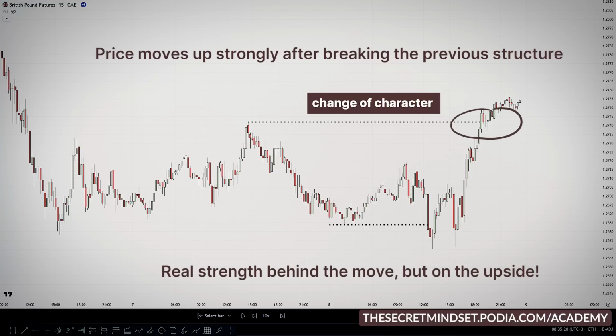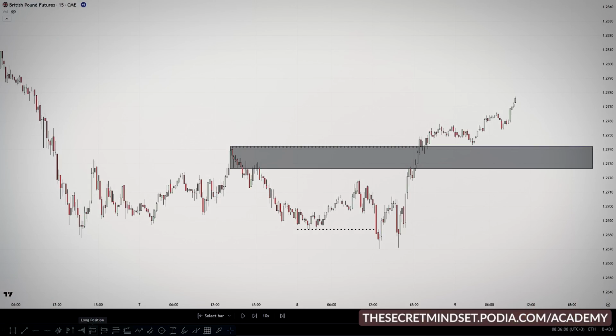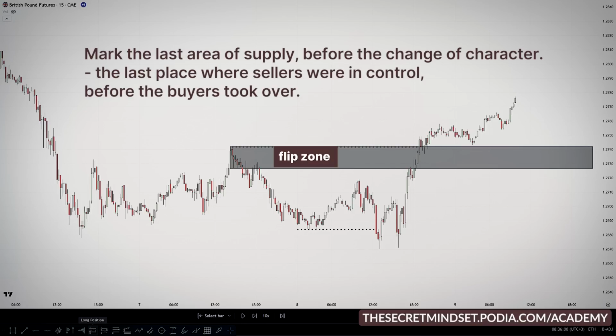But on the upside, at this point, traders who were short start to realize they might be on the wrong side of the market. Then we identify the last area of supply before the change of character. This area becomes significant because it's the last place where sellers were in control before the buyers took over. This area is marked as a possible new demand zone.